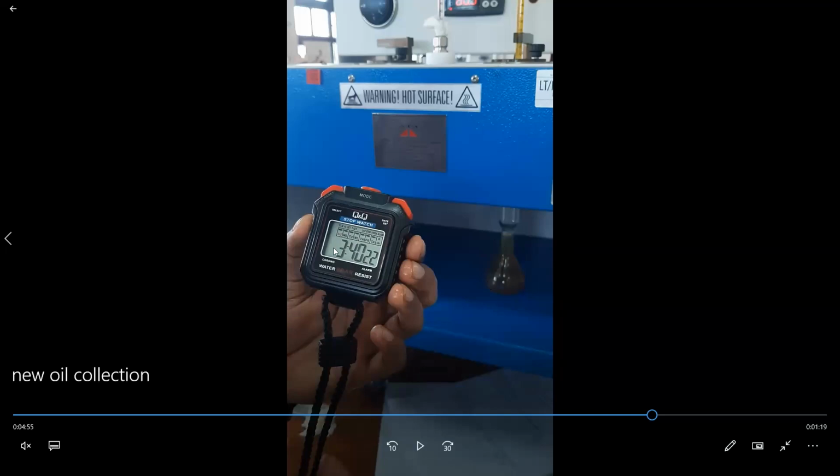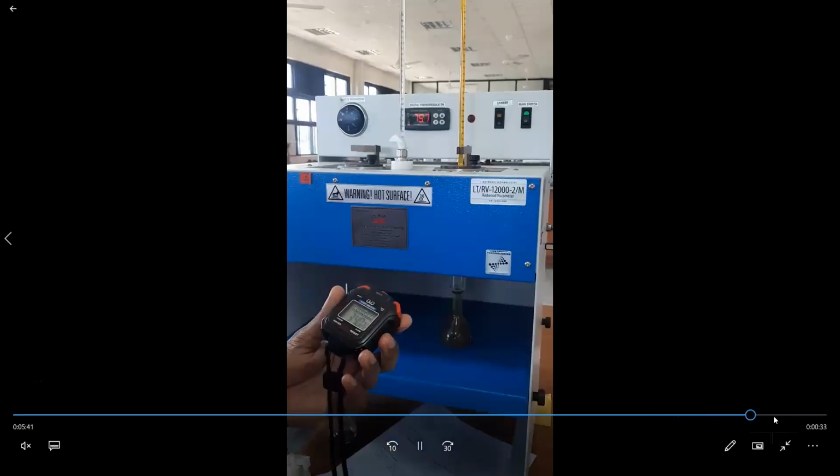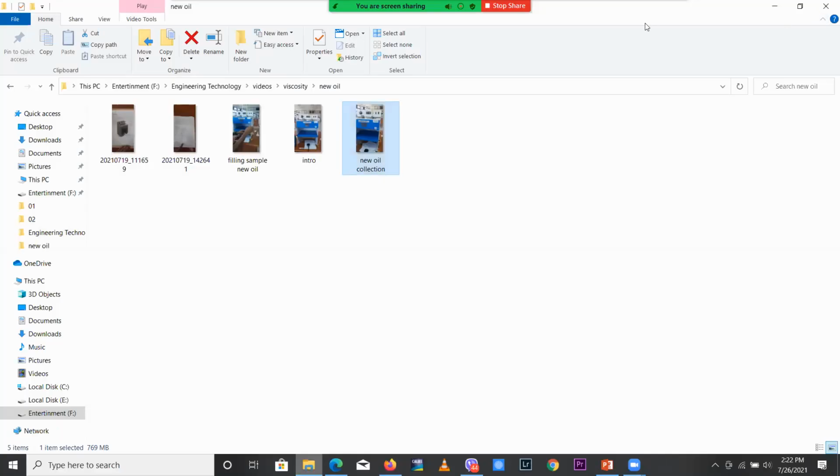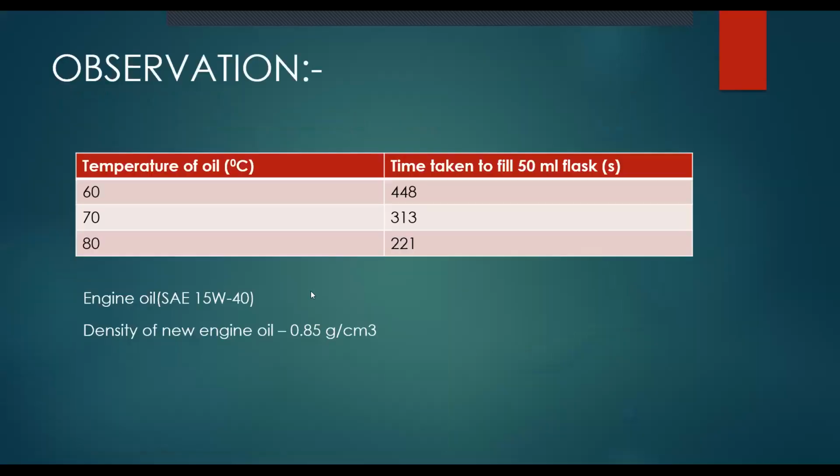Then if we know the temperature and time we measured, we can use an equation, I'll show it to you. We can measure the viscosity at 80 degrees Celsius, right? That's it. I think, do you all understand how we do this practical, right? Here we are just measuring the time to collect the data, right? This is the observation. We just did it for the 80 degrees Celsius, right?